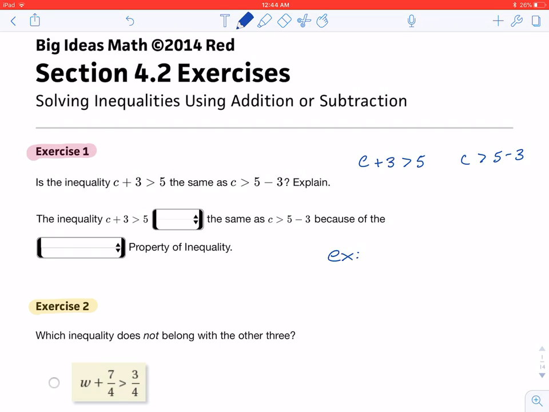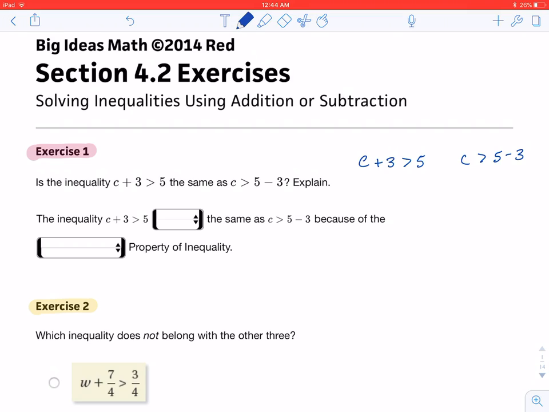If you are a little lost on what I'm talking about, here's an example. If we had something like x plus 3 is greater than 7, and we were to subtract 3 from both sides, then because we subtracted 3 from both sides, this is still the same inequality. It still has the same truth. x is still going to be greater than 4. So what this first question is asking is, is c plus 3 greater than 5 the same thing as c is greater than 5 minus 3?